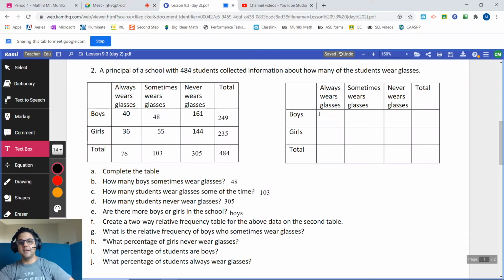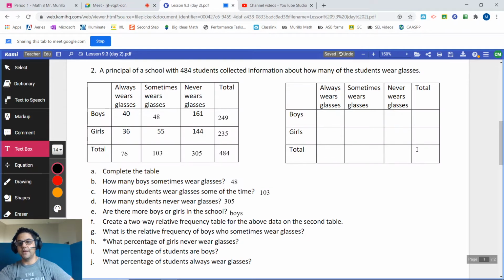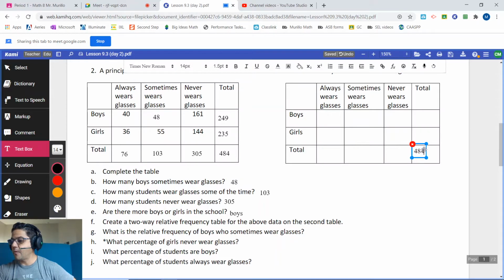So again, over here, you're just going to type it in. Actually, start with your grand total real quick. So that's 484 divided by 484, which is 100%. And then you just take each box. 40 divided by 484. 8.2, so we're just going to say about 8%.